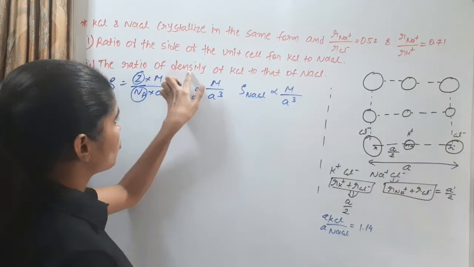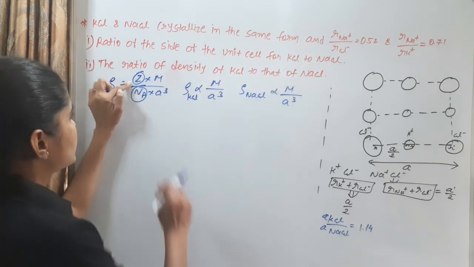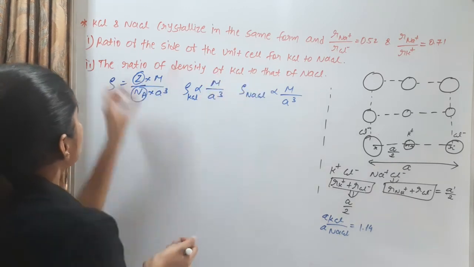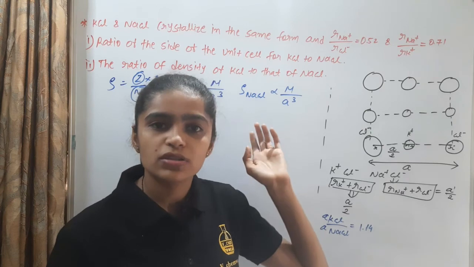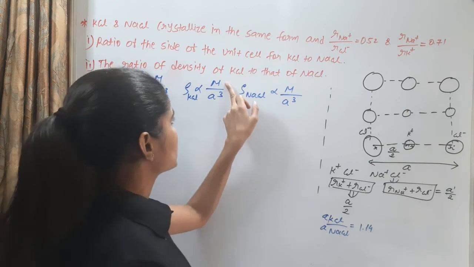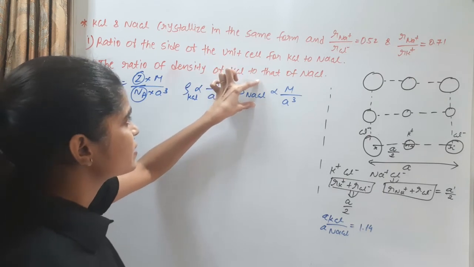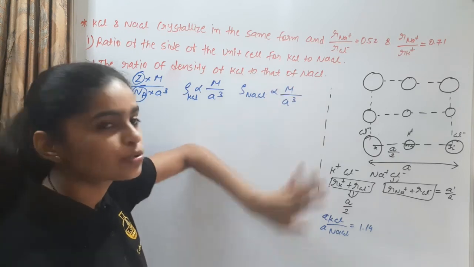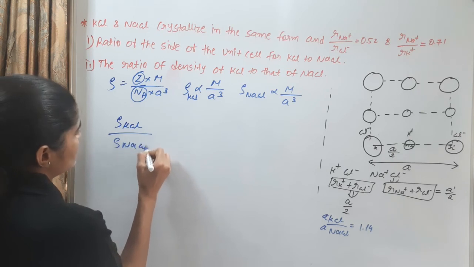Now we find the ratio of density of KCl to that of NaCl. The density rho is Z into M upon N_A into a cubed. But the Z value is the same for both, because the KCl and NaCl structures are FCC, and for FCC the Z value is 4. So both structures have the same Z value. N_A is constant, so rho is directly proportional to M and inversely proportional to volume. This is for the KCl and this is the density for the NaCl. We find the ratio of the density of KCl to that of NaCl.